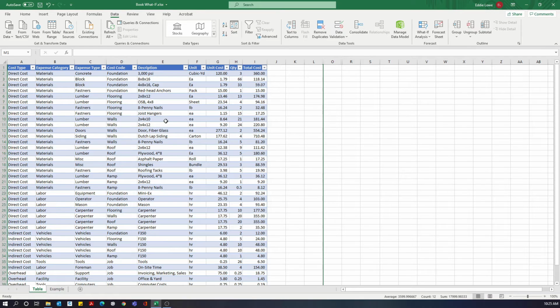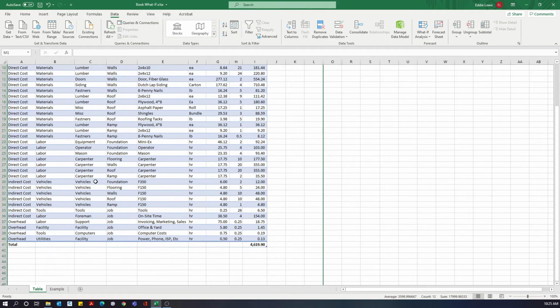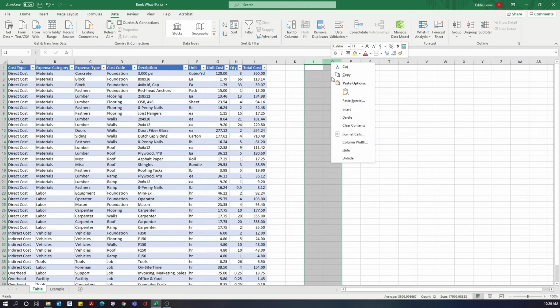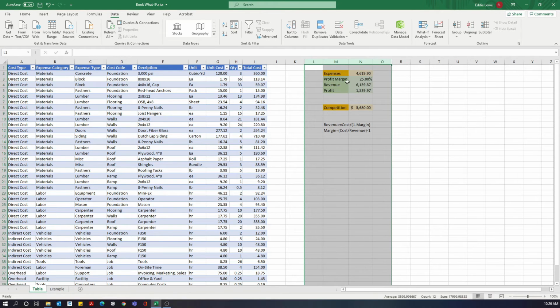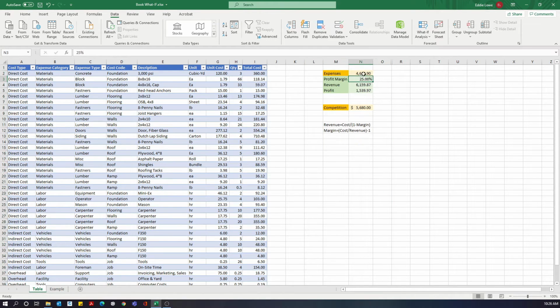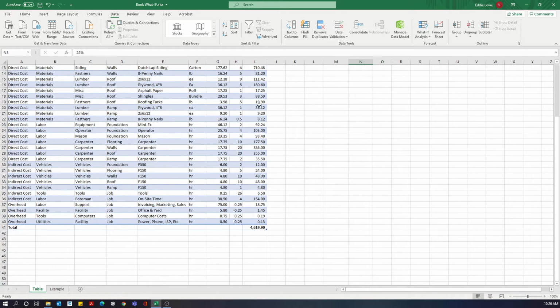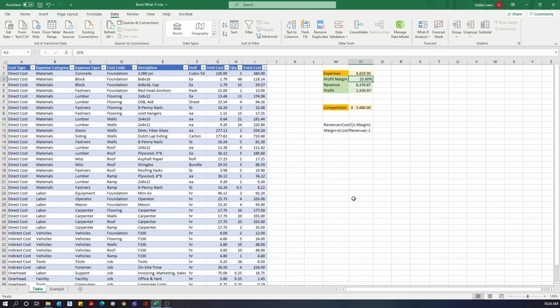What we have here is a list of all the materials, the labor, the tools, and the indirect overhead costs to build a 10 by 12 shed in our backyard for a customer that has a full foundation. So if we look at our expenses here, it's $4,619.90, which is the total of all of our cost items.